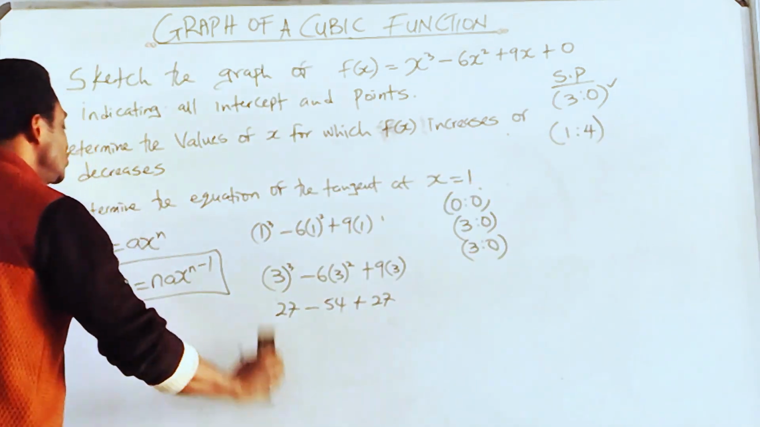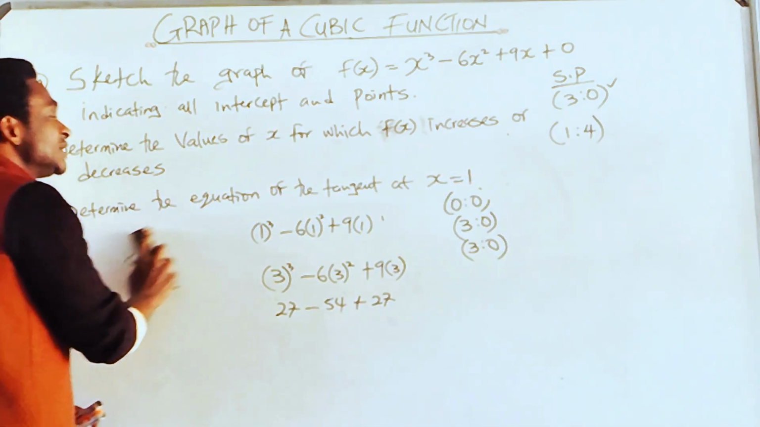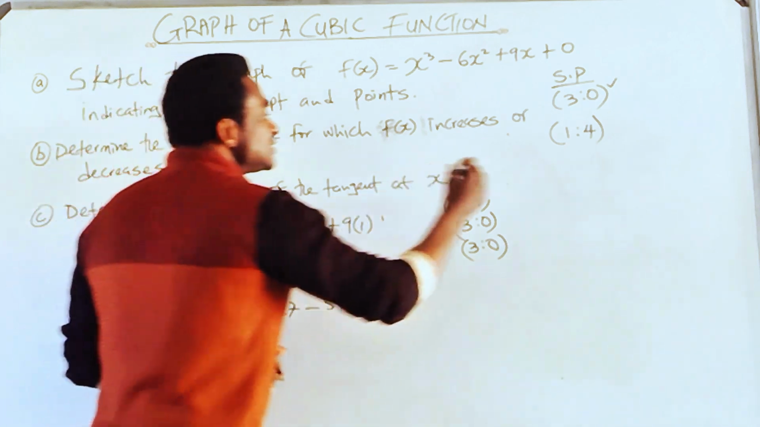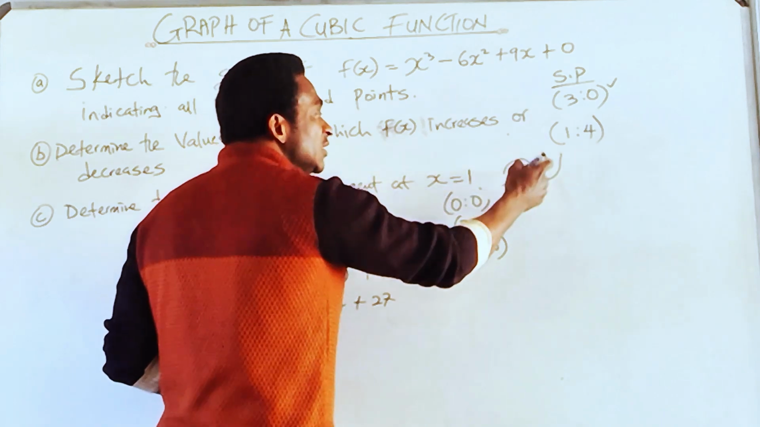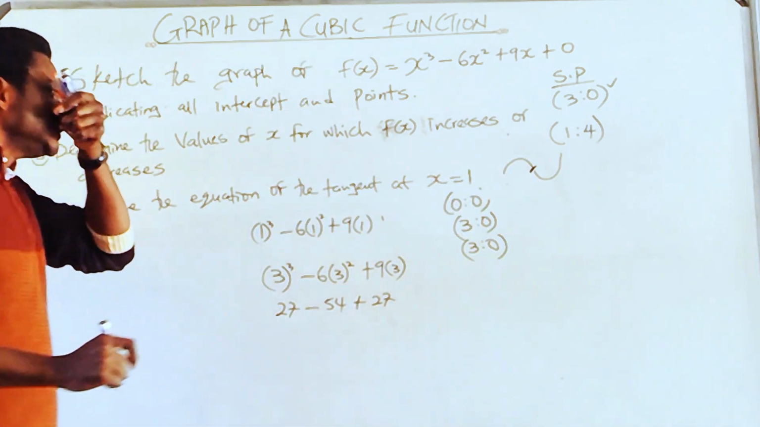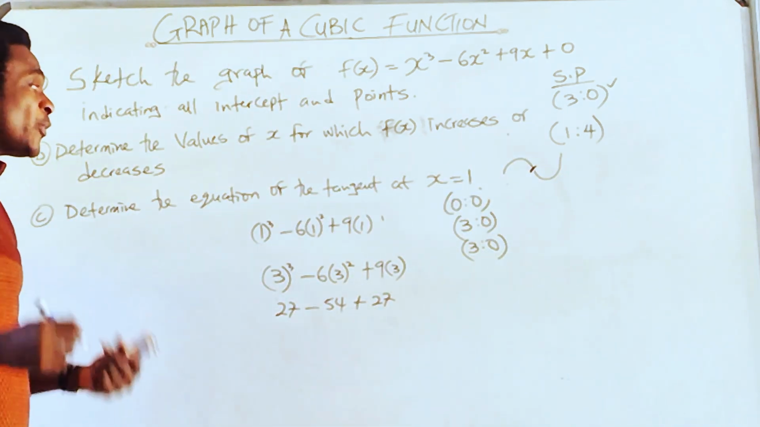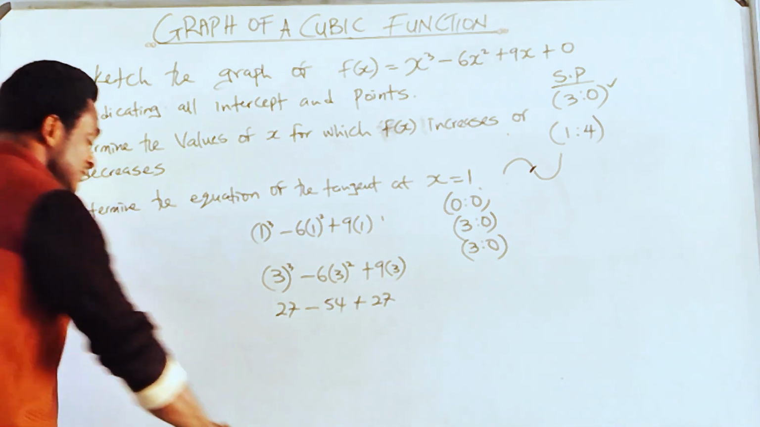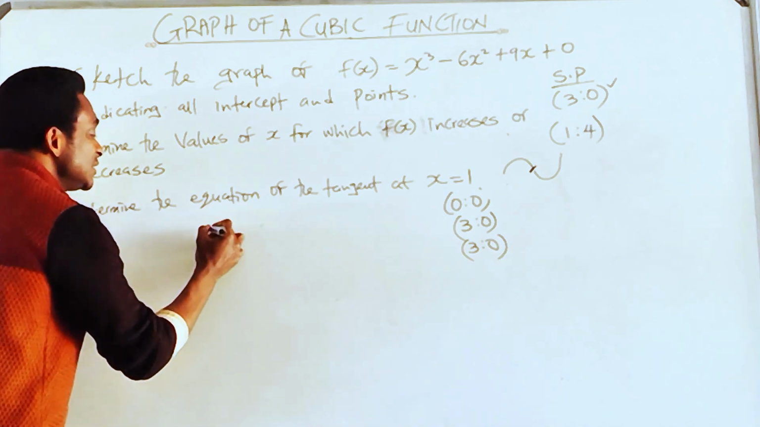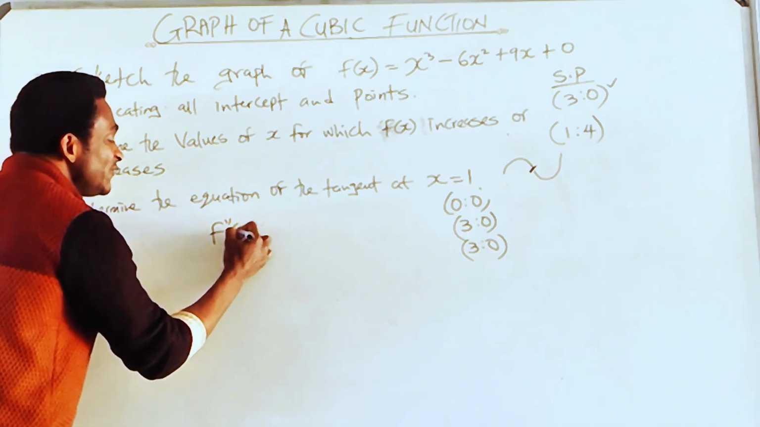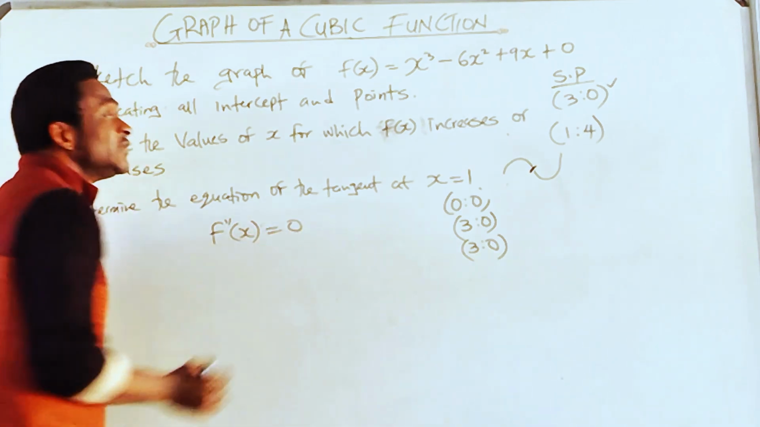Now, what else do we need to complete our graph? On this graph, you will see that there's a point that joins this part of the curve to the other curve. That is what we classify as our point of inflection. How do we get our point of inflection? It is gotten by equating the second derivative of that function to 0.